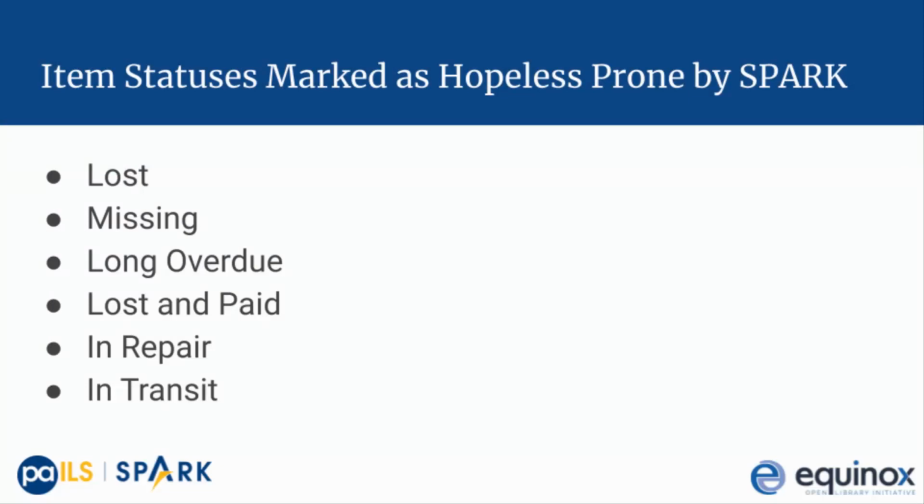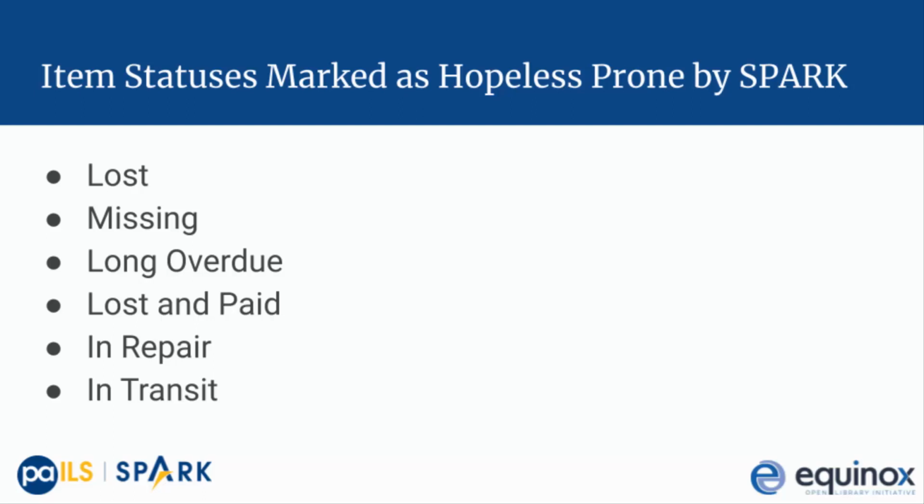The term hopeless prone refers to a flag in the configuration of item statuses in Evergreen server administration. The flag indicates that items in the status are unlikely to ever be able to fill a hold, even if hold requests are allowed. Item status configuration, including whether the status is hopeless prone, is managed by Spark. These are the statuses that Spark has identified as hopeless prone.